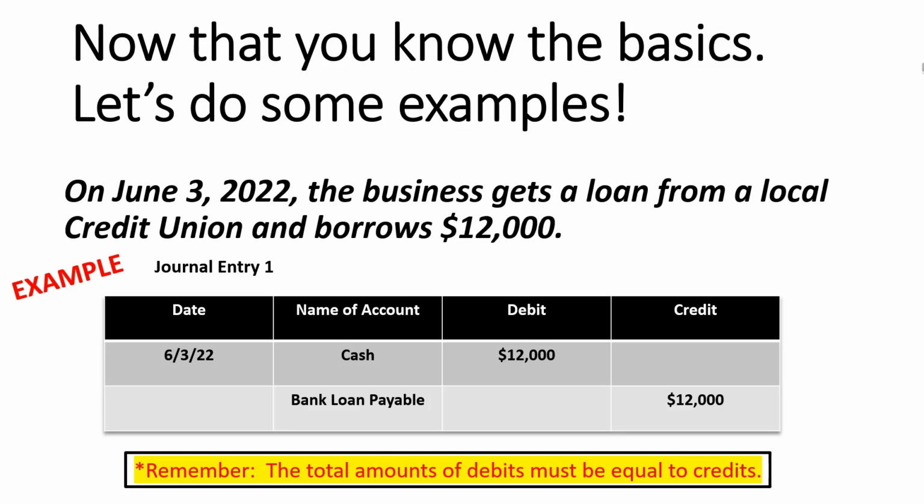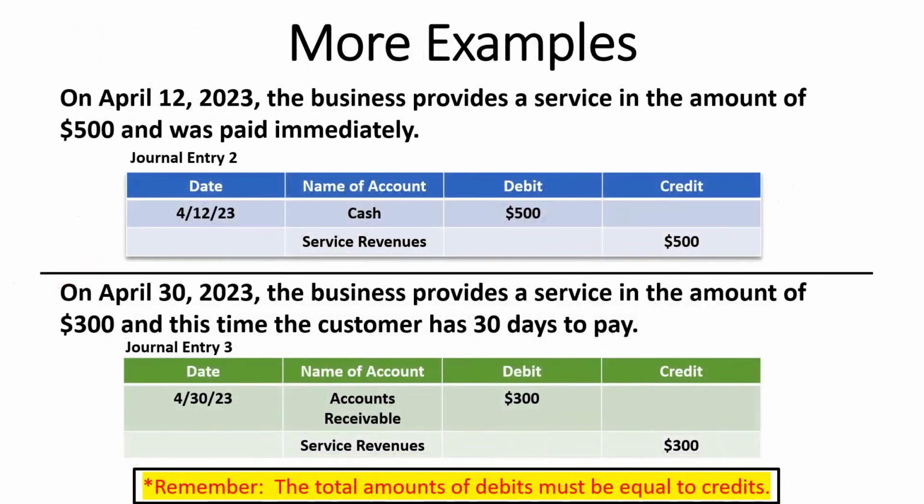Let's do some more examples. On April 12th, 2023, the business provides a service in the amount of $500 and was paid immediately. So the two accounts that are affected are cash and service revenues. So you do the journal entry like this.